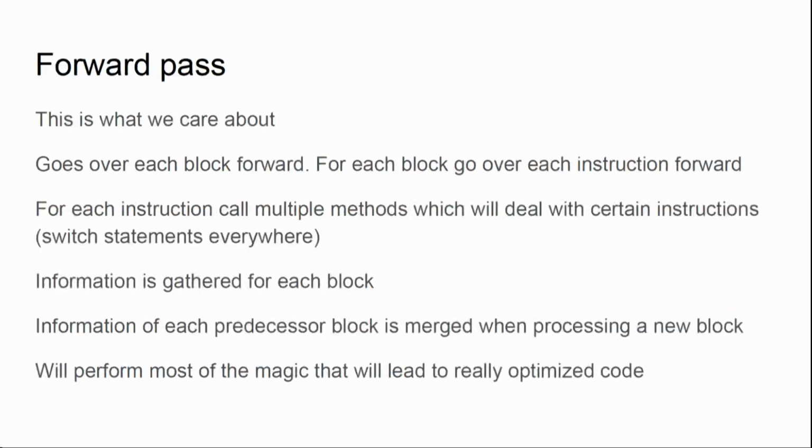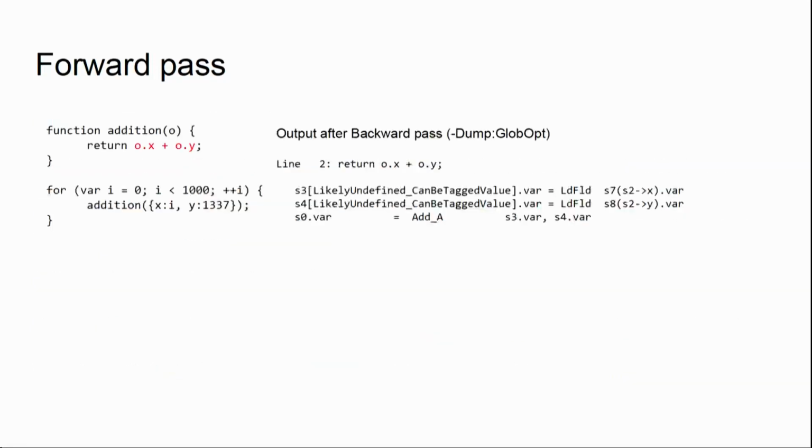Now the forward pass, which is what we really care about, the algorithm is the reverse, so you go over each block of the CFG forward. For each block, you go over each instruction forward. And basically, for each instruction, the JIT compiler will call about 40 to 50 functions that will only deal with certain instructions. So if you look at the code, you will see that there are switch statements everywhere. And same thing, information is gathered for each block. And whenever you start processing a new block, the first thing you do is merge the information that you have of the predecessor block into the new block you're processing. And that will actually perform most of the magic that will lead to the optimized code we just looked at.